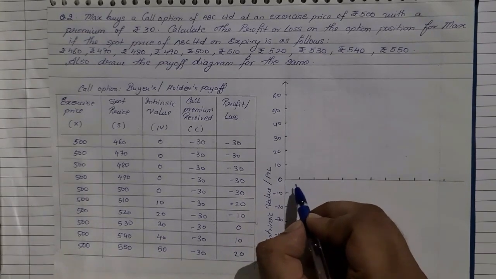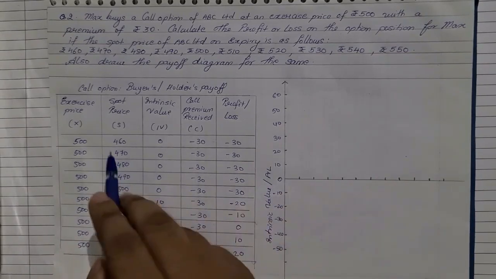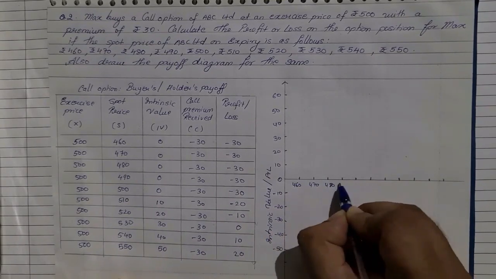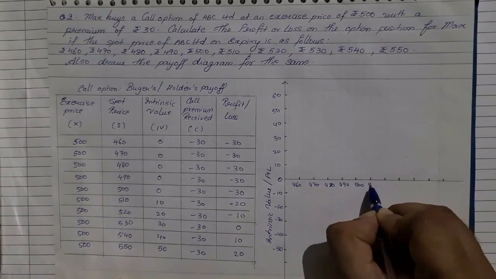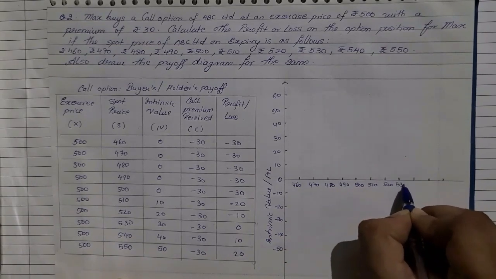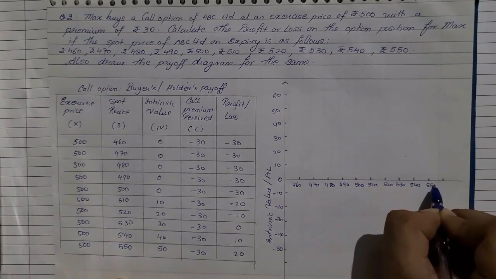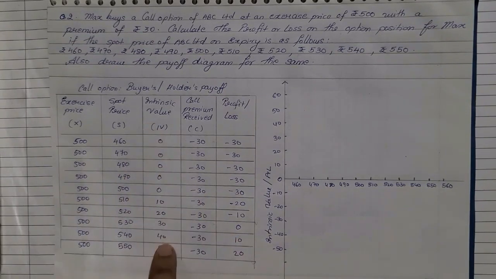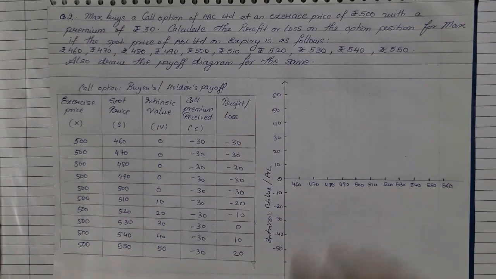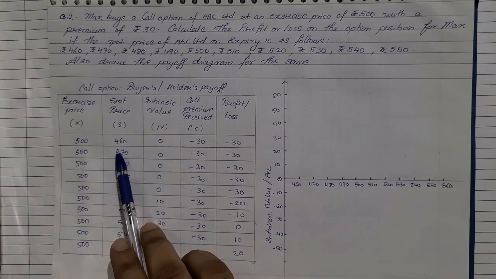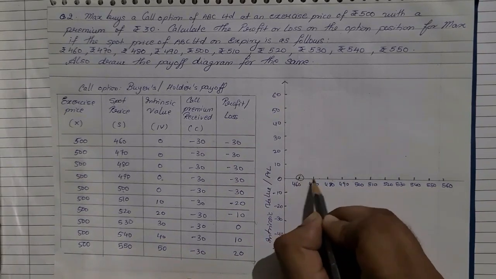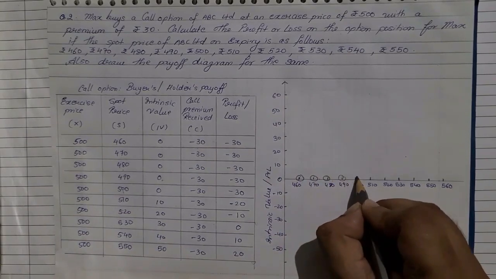Now for your x-axis, where we note down all our spot prices, my very first spot price is 460. Then we have 470, 480, 490, 500, 510, 520, 530, 540, 550 and lastly 560. Now let us see how to mark the intrinsic value and the profit and loss on our graph. At the spot prices 460, 470, 480, 490 and 500, the intrinsic value for each of the cases was 0. So I'll just mark down those points. All those values up to 500 are 0.